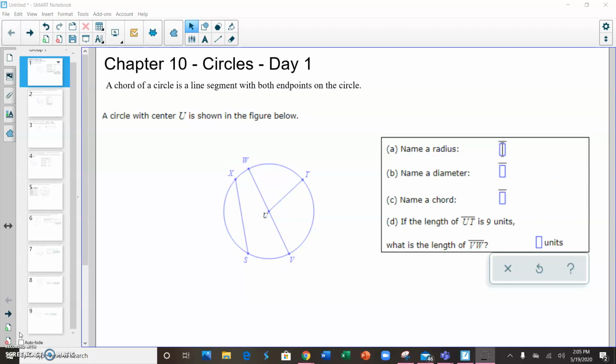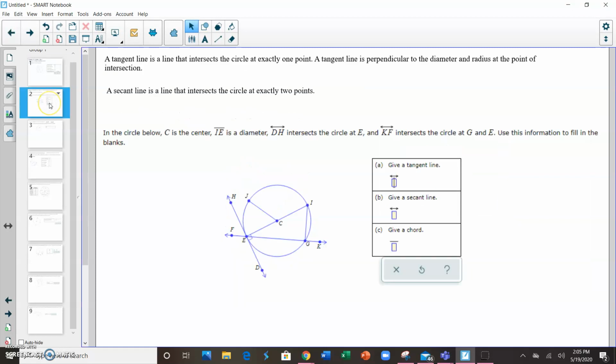So I'm going to start with a chord. What is a chord? A chord goes from one side of the circle to the other. For example, in this problem, XS and WV are both chords. And the radius and the diameter you should know. The radius goes from the center to the outside. The diameter goes all the way across through the center. I will go back and fill in these notes, and you'll find the notes on your Google Classroom.